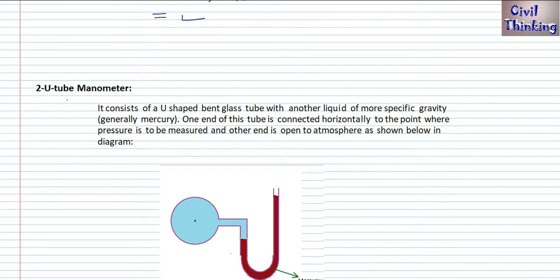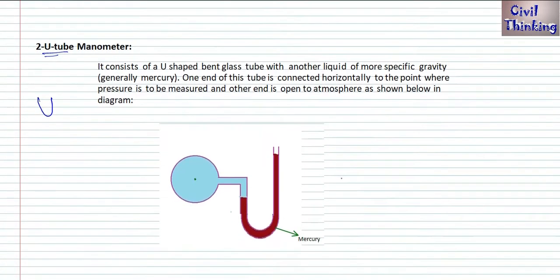Now the U-tube manometer. The word itself says U-tube. What is this U? It means U shape, something like this. The U-tube manometer consists of a U-shaped bent glass tube with another liquid of higher specific gravity, generally mercury. One end of this tube is connected horizontally to the point where pressure is to be measured, and the other end is open to the atmosphere. What exactly is a U-tube manometer? See, a U-tube manometer is just this.